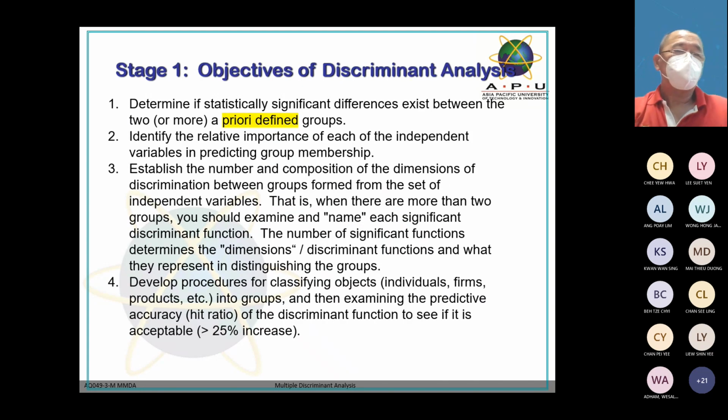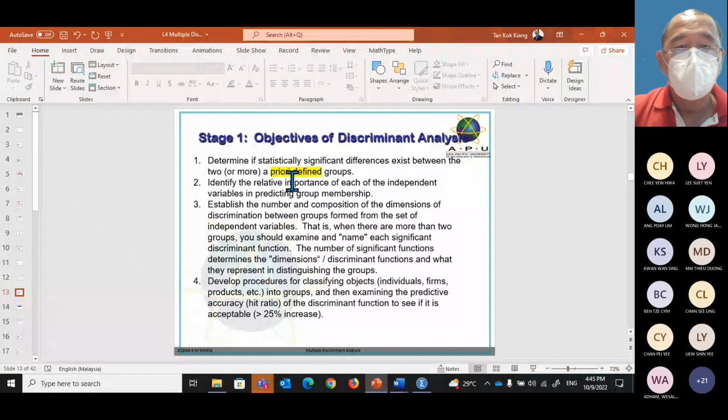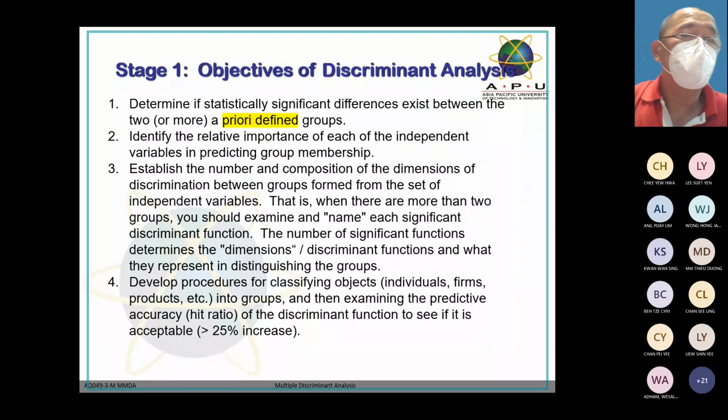Okay, the stage 1 we determine. We can discuss a bit more. There is enough time to discuss at least stage 1. Stage 2 after the break.